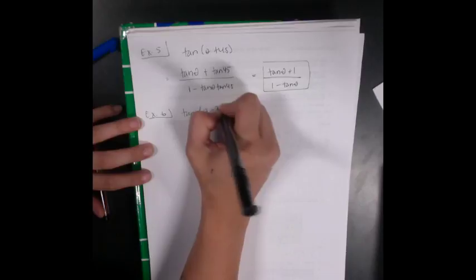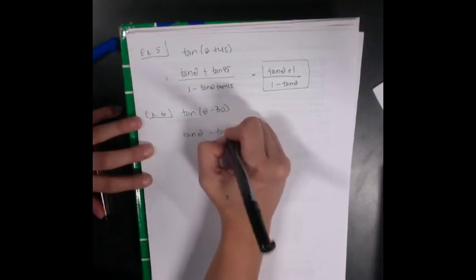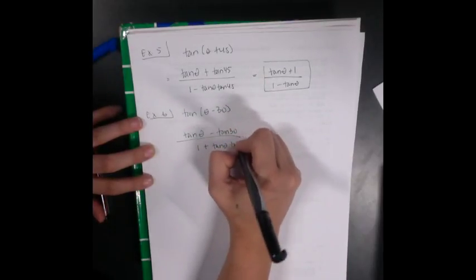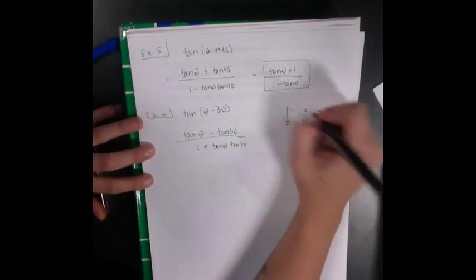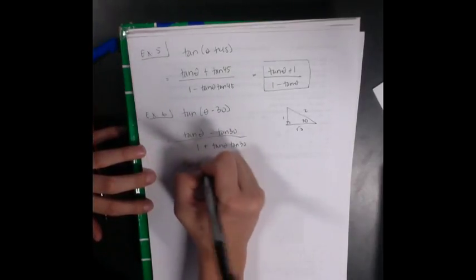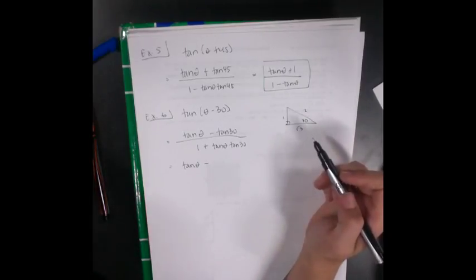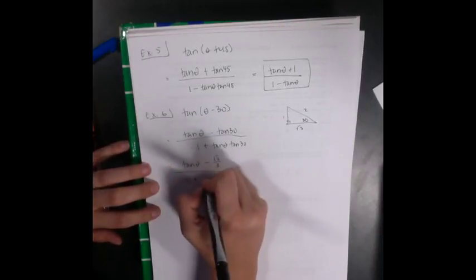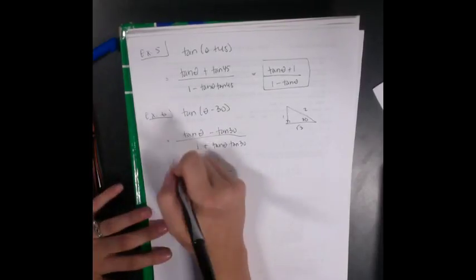Tangent of theta minus 30. This gives me the tangent of theta minus the tangent of 30 over 1 plus the tangent of theta tangent of 30. Now 30, 60, 90. We know that the tangent of 30 is opposite over adjacent, 1 over root 3, which we rationalize as root 3 over 3. And the bottom becomes 1 plus root 3 over 3 tangent of theta.